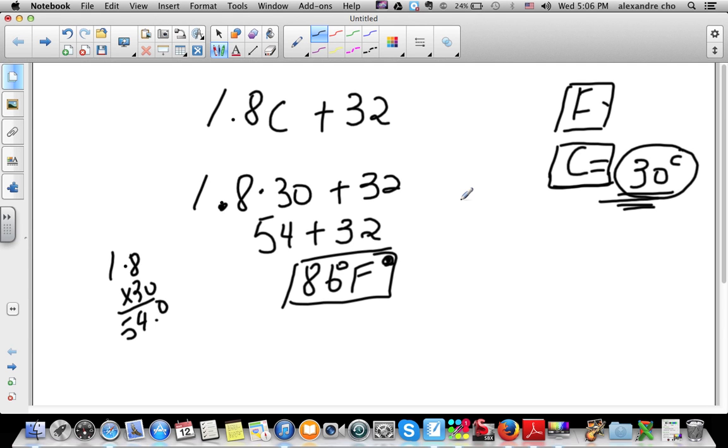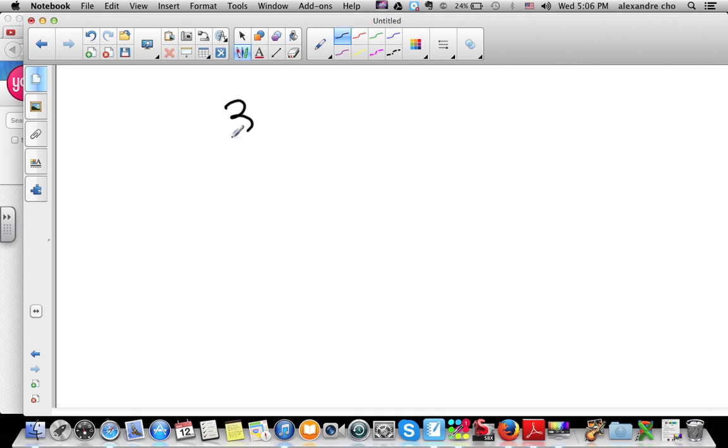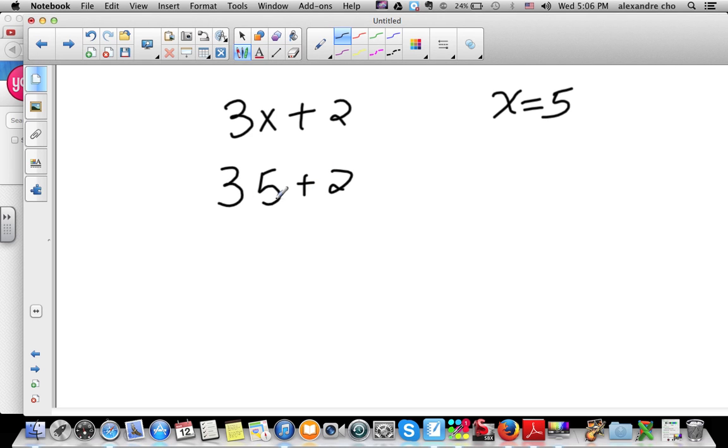We did 23. Okay, 23. The mistake that the girl made was that when she substituted, and here's the expression, 3x plus 2, and they told you that x was 5. When she substituted, she took away the x. She plugged in 5, and she left it like that, plus 2. So this became 35, which is not what you're supposed to do.